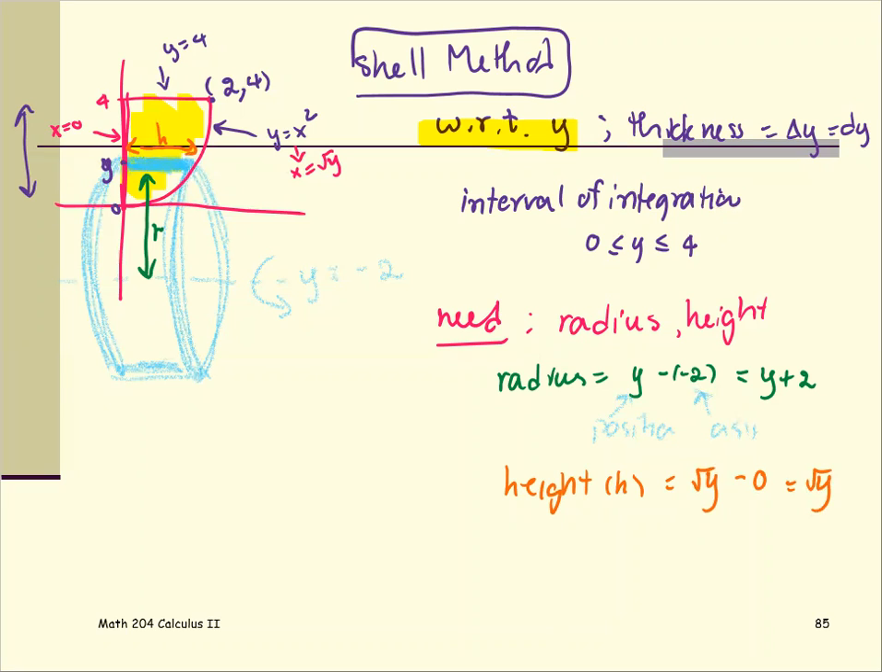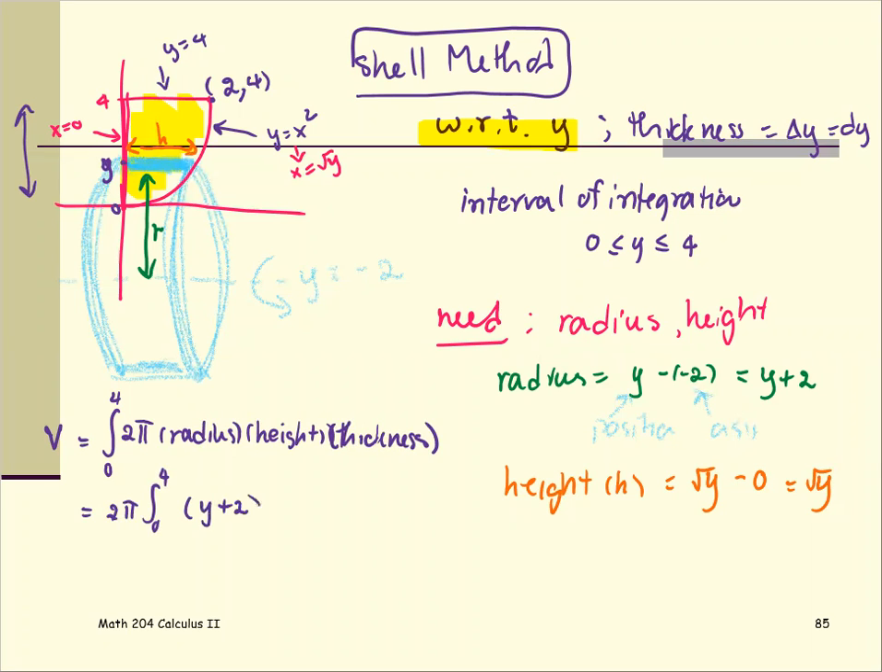So then we can set up the integration using the shell method on the side here. The volume by shell is the integral from the lower limit to the upper limit of the circumference, which is 2 times pi times radius, multiplied by the height, and multiplied by the thickness. 2 pi is the coefficient. Integral from 0 to 4. The radius is the quantity y plus 2. The height is square root of y. The thickness is dy.